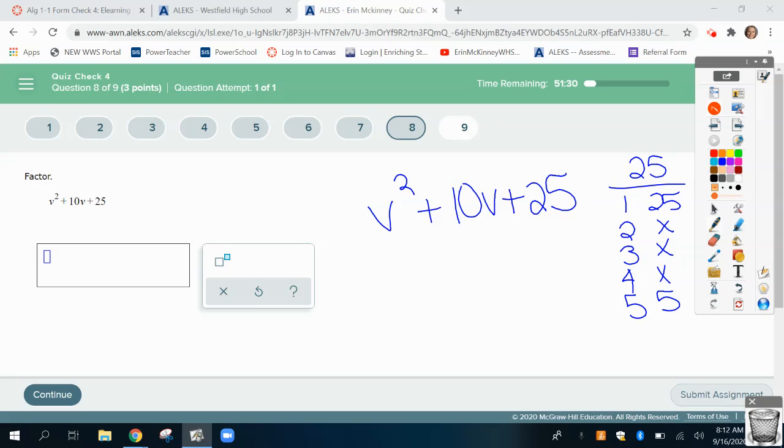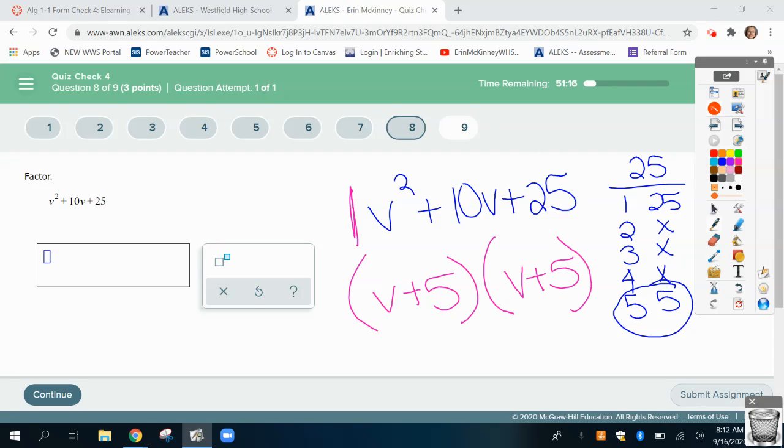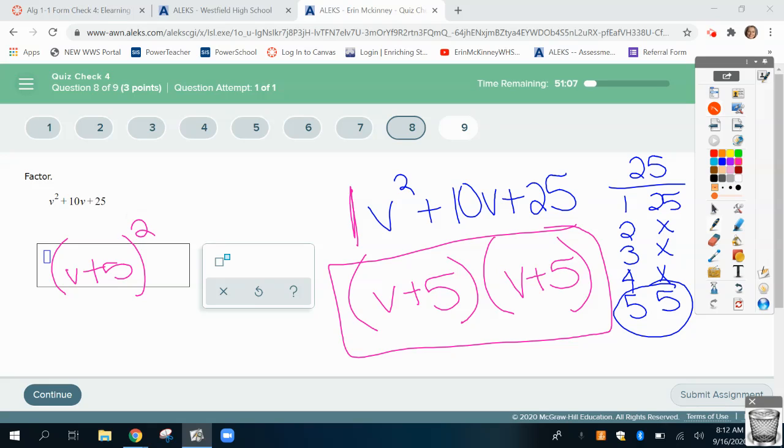We want the set that will add up to 10, which is 5 and 5. Here we do have a 1 in front, so we can use the shortcut. We picked a positive 5 and a positive 5. Now you could totally write your answer this way, but keep in mind when we have 2 of the same thing, that also means that it's just V plus 5 squared. Either way would be fine.